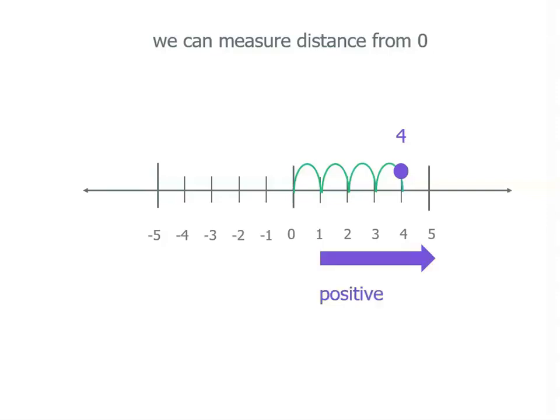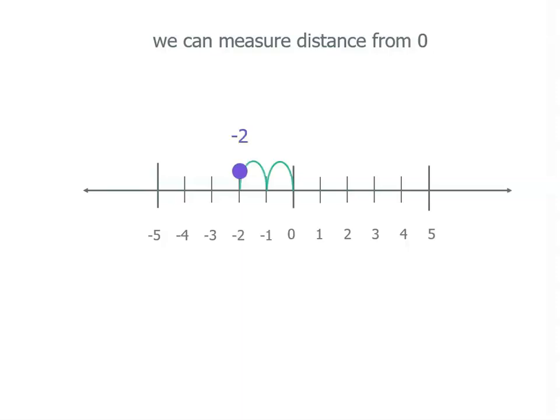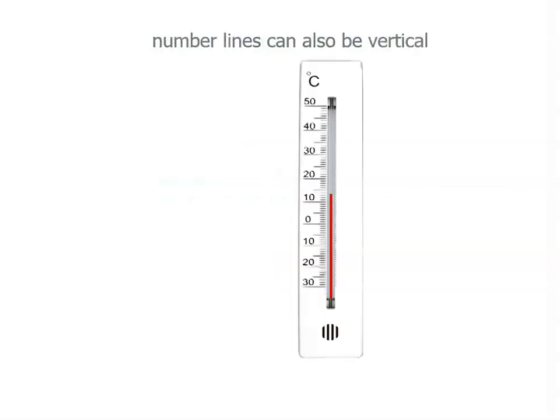So that point there is 1, 2, 3, 4 away from zero to the right. So that's actually positive when it's greater than zero or to the right of zero on a number line. If we have a point there, it's 1, 2 to the left of zero. So that means it's -2. It's 2 away from zero in the negative direction. So that's really important.